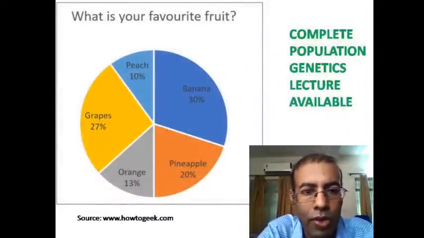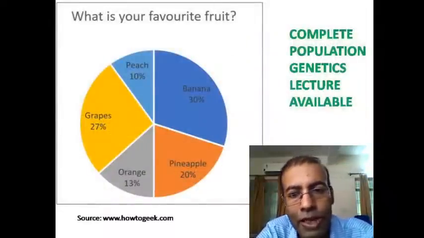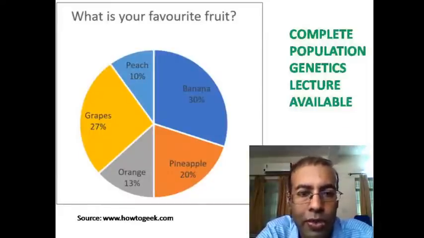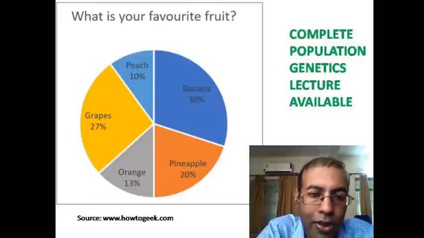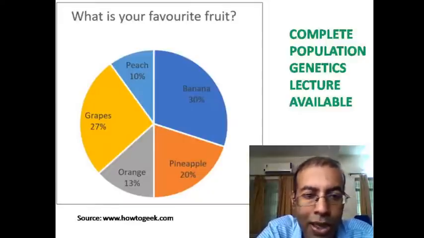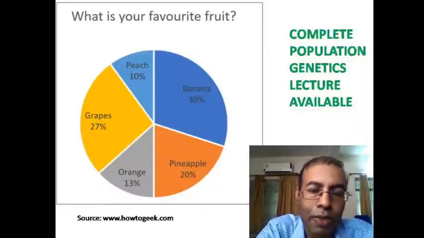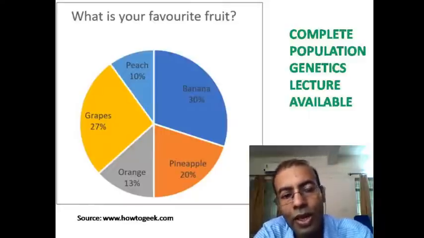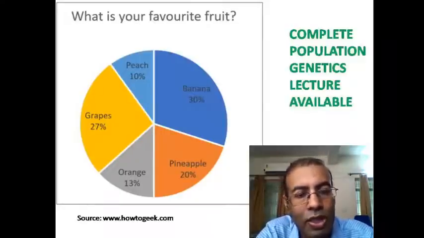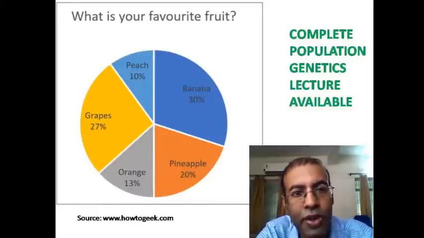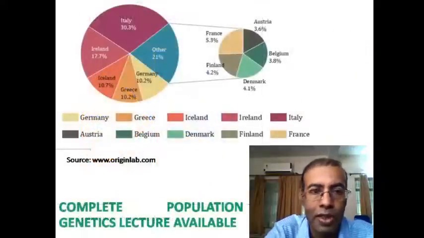This is another way of making a pie diagram. In this way, the favorite fruit of individuals may be represented like this: 10% individuals like banana, 20% pineapple, 13% like orange, 27% like grapes, and 10% like peach. So as per the percentage, we can give the area of the circle for different fruits. This way we can represent our data.